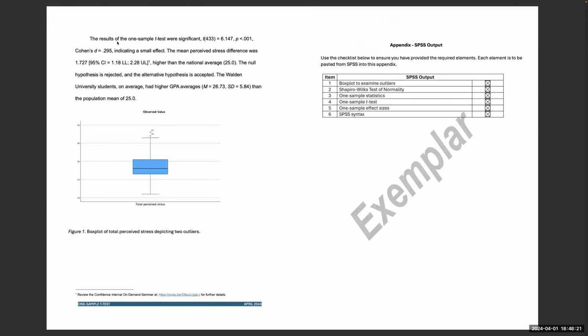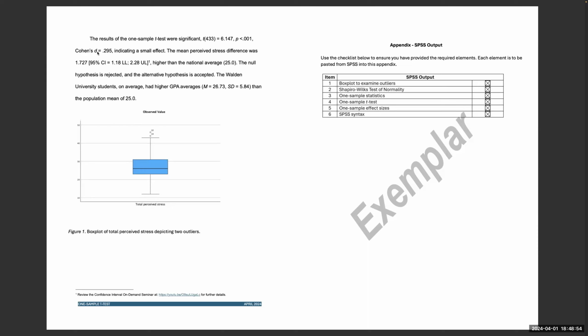So now the next thing we're going to do is report the results. And as you can see, we simply state the results of the one sample t-test were significant. Remember, we're going to get the t, and in parentheses, what is the 433? That will give us some indication of the sample size. Remember, n-1, that would be the degrees of freedom. So we now know this is a pretty large sample here, 434 cases. Remember, that's the calculated t statistic, and it came out to be significant.